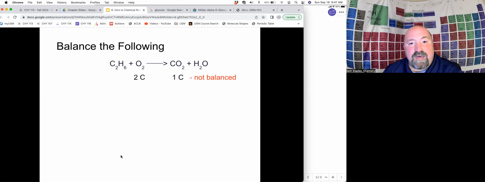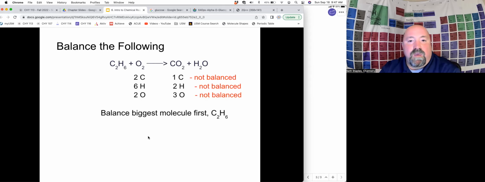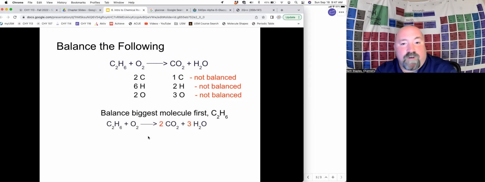Just thinking about another approach, just another way to think of this. Same exact equation, we're just going to run through it again in a slightly different way. If we choose to balance the largest molecule first, take care of our C2H6, then we're going to put a 2 in front of our CO2 and a 3 in front of our H2O. So that takes care of balancing. This now is balanced with our products.